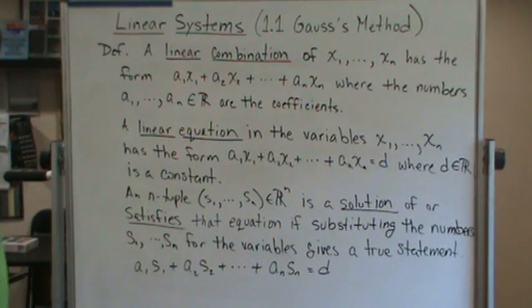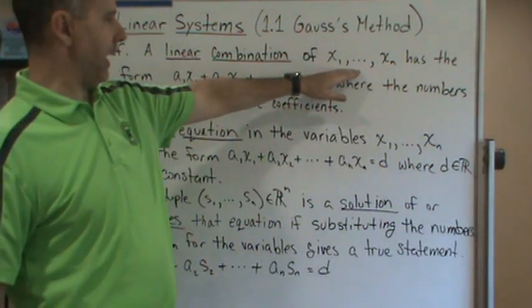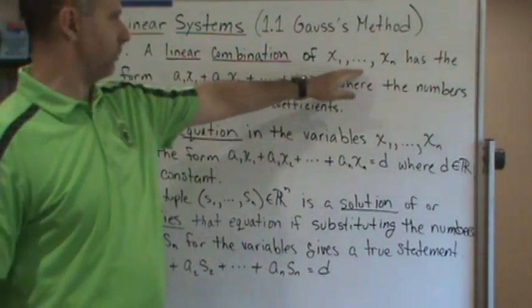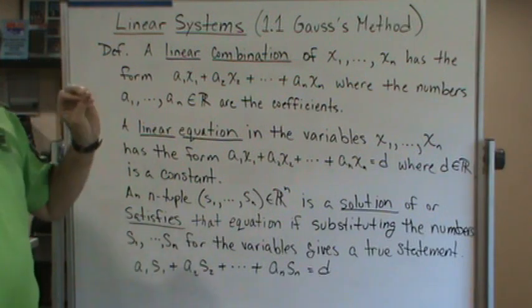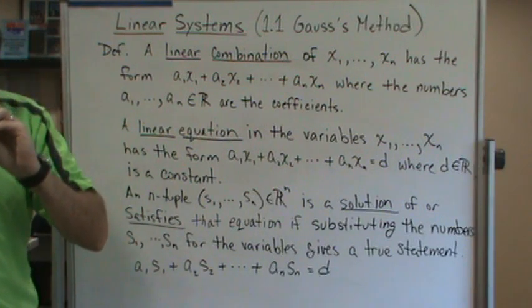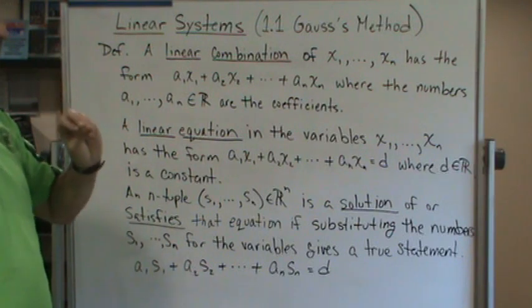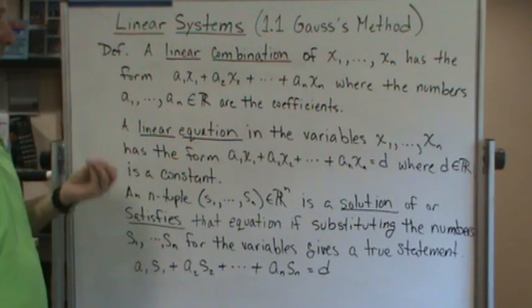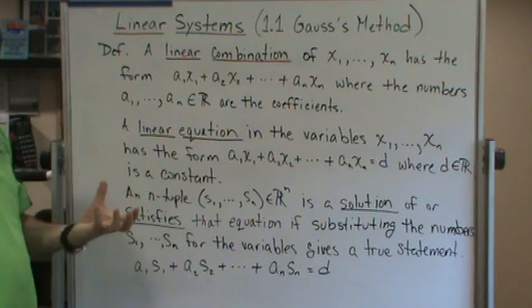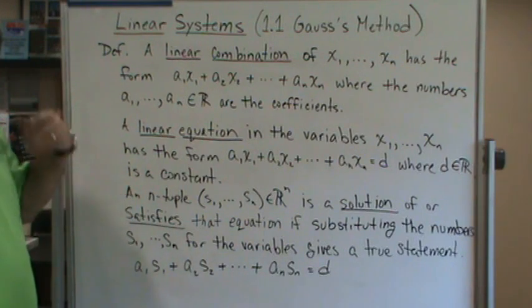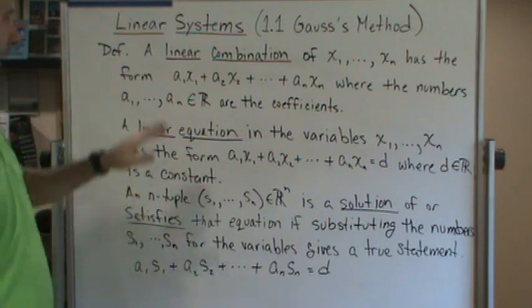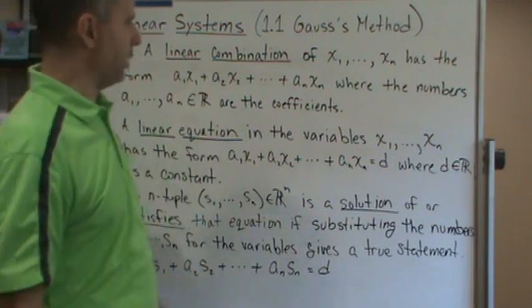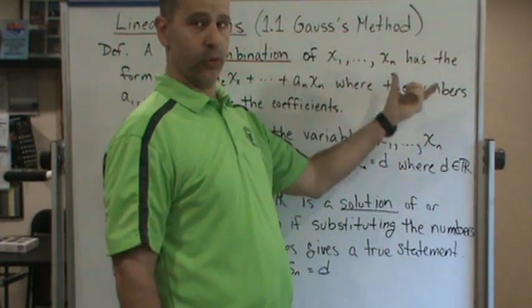So in this definition, we're going to talk about linear combination. When we talk about a linear combination of x1 through xn, these are the variables. What we're saying is we can add up those variables with certain coefficients. We're going to multiply each one of those variables by a particular coefficient, and that'll give us what we call a linear combination of x1 through xn.